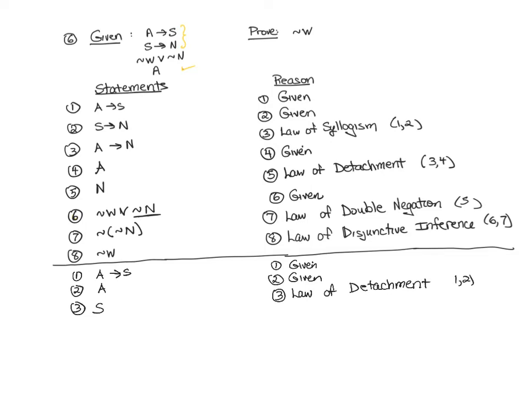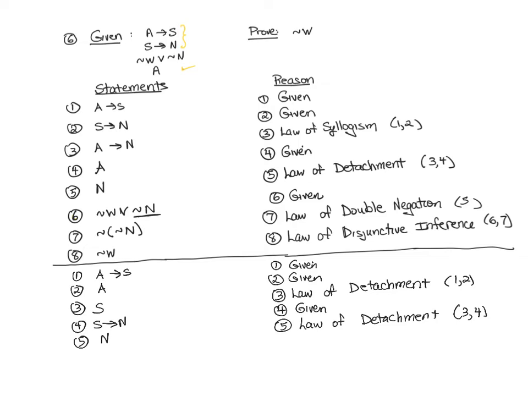In steps 1 and 2. And then we could write the second conditional, if S then N, and that's given. And we could detach again to get N, which is the law of detachment. Steps 3 and 4. And then after that, the proof has to be the same.